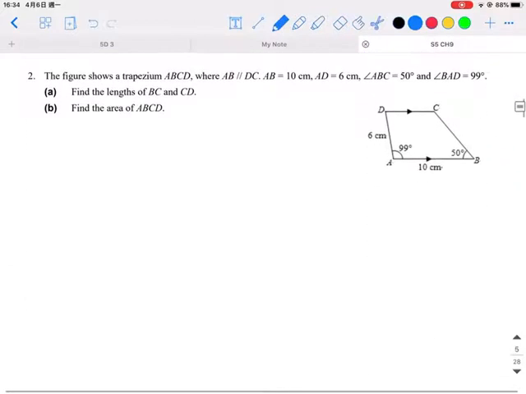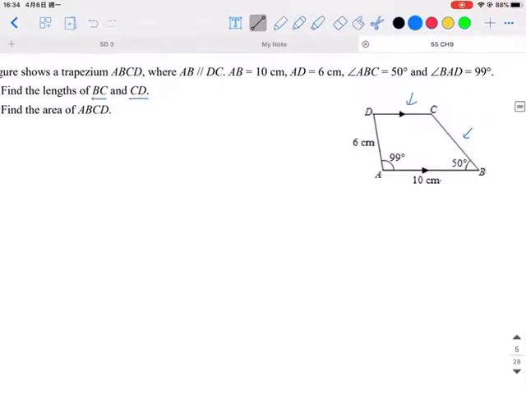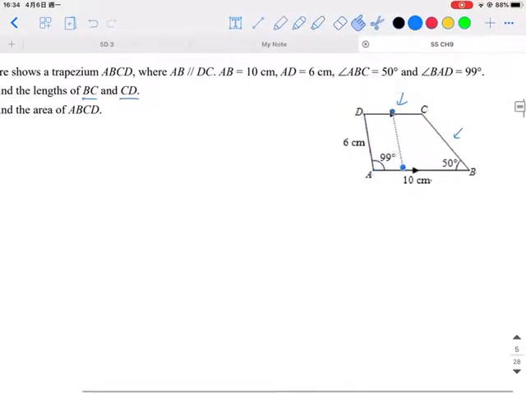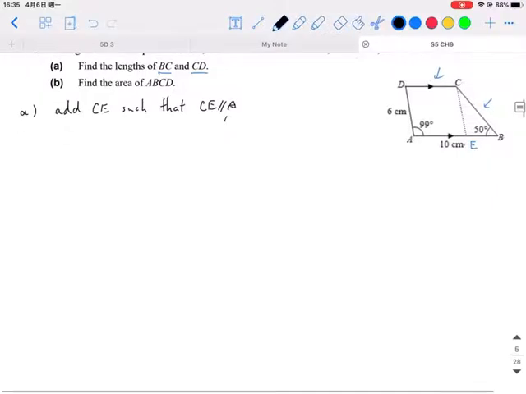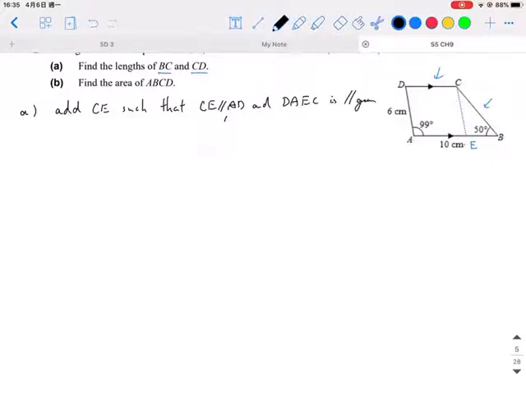And then question number 2 is a little bit long. First of all, try to find the length of BC and CD. What we need to know is you still need to draw one line so that you make a parallelogram in it, just similar to the previous question. So I will write down CE here. First part is add CE such that CE is parallel to AD and DAEC is a parallelogram.